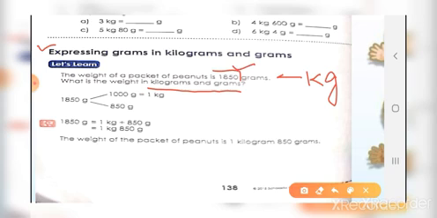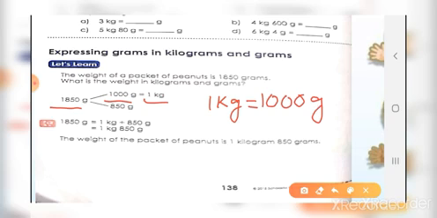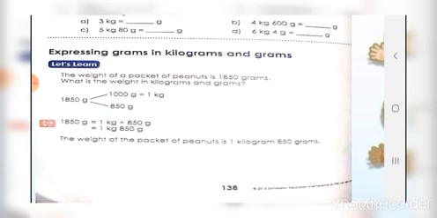So the weight of the packet of peanuts in grams is 1850 grams. The first thing we have to do is split 1850 grams into kilogram and gram. We know that there are 1000s. So if we convert 1000 grams into kilograms, that would be 1 kilogram, as we know that 1 kilogram is equal to 1000 grams. So 850 grams would be the same.